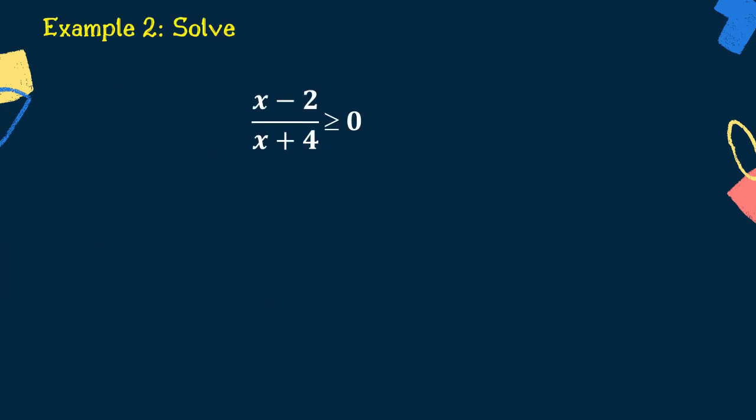So we have another problem here, another rational inequality: x minus 2 divided by x plus 4, which is greater than or equal to 0. So again, notice that we have here a symbol of rational inequality, and to the right of the inequality we have 0, and to the left we have the rational expression. So again, take note of the steps in solving a rational inequality.